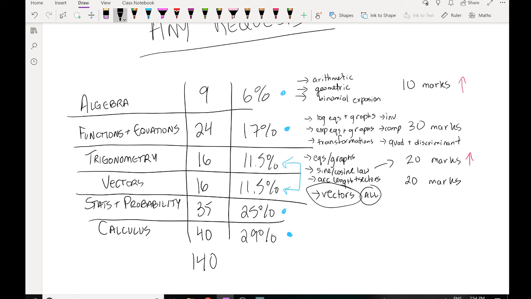Occasionally it'll be an applications question. That's entirely a possibility too. But the vectors questions are a little bit more clear-cut, and they do tend to stay closer to that 20 mark threshold. And then the calculus and stats and probability.